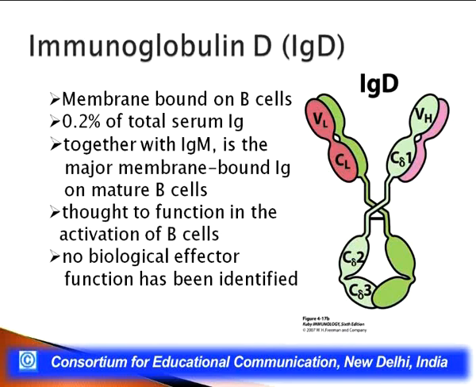Coming to IgD, now IgD is generally found bound to the B cells. Majority of the function of the IgD antibody is not known, but people think that probably it functions in the activation of certain B cells. It is only about 0.2% of total serum immunoglobulin. However, together with IgM, it is considered to be the major membrane bound Ig on the mature B cells. Of course, it is monomeric in nature.